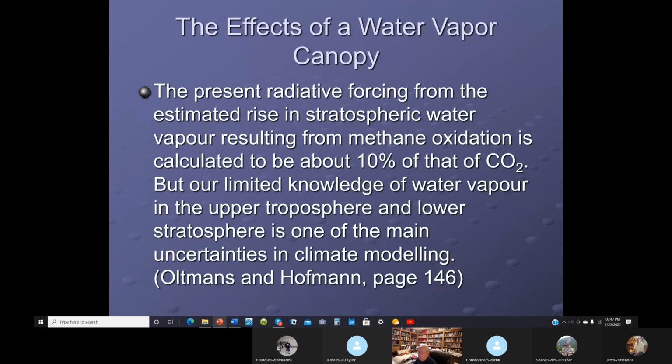All right, the present radiative forcing from the estimated rise in stratospheric water vapor resulting from methane oxidation is calculated to be about 10% of that of CO2. But right here, this is what I was talking about, but our limited knowledge of water vapor in the upper troposphere and lower stratosphere is one of the main uncertainties in climate modeling. In other words, we don't know what it's going to do.